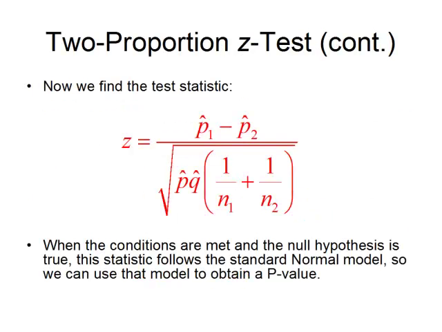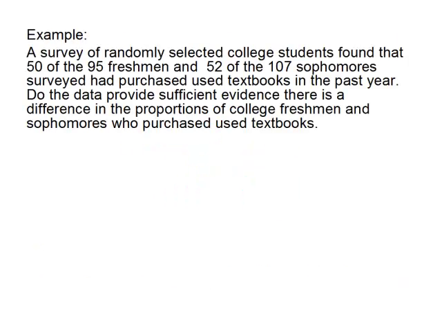Now we find the test statistic. z equals p hat 1 minus p hat 2 divided by the square root of p hat q hat times 1 over n1 plus 1 over n2. When the conditions are met and the null hypothesis is true, this statistic follows the standard normal model, so we can use that model to obtain a p-value. Let's look at an example.